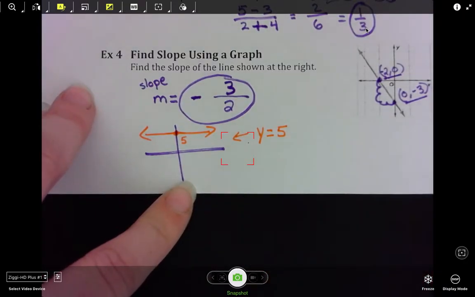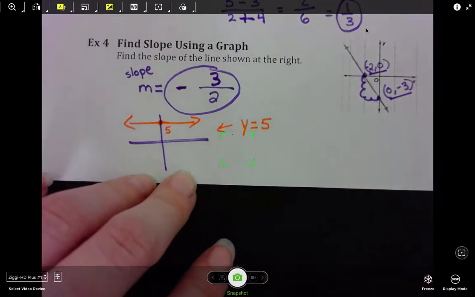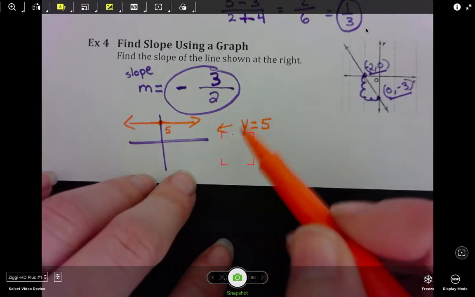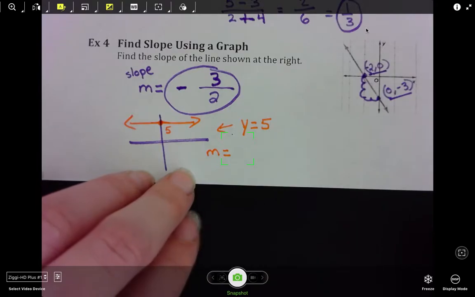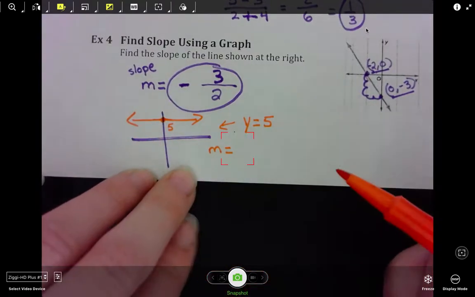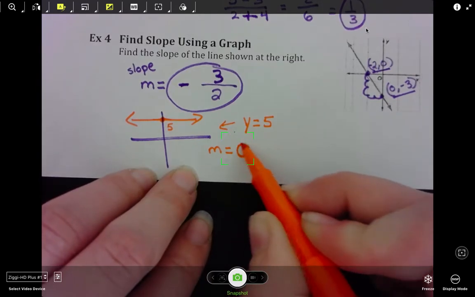I'm getting a little ahead of myself by telling you that, but you'll see that later on. So I'm going to expose you to it now. This equation, y equals 5, if we try to find the slope of a straight horizontal line, the slope of a horizontal line is going to be 0, okay?